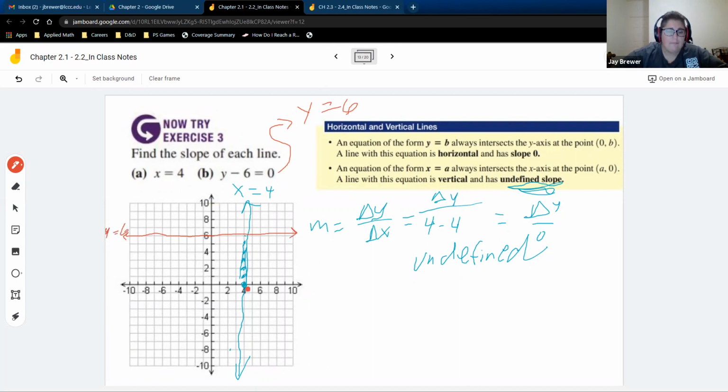equals 6 there. And similarly, you're going to have a change in y over a change in x. The x's will be whatever, but the y's are always going to be 6's. So you'll have 6 minus 6 over the change in x. You're not going to have a 0 on the bottom, so you'll have your 0 on top. And so then the slope will always just be 0 for if you have a y equals.